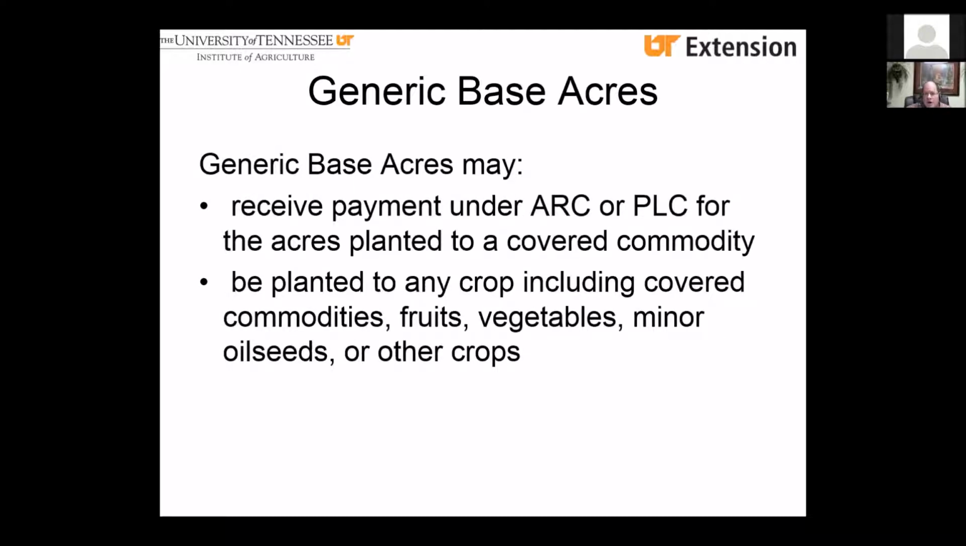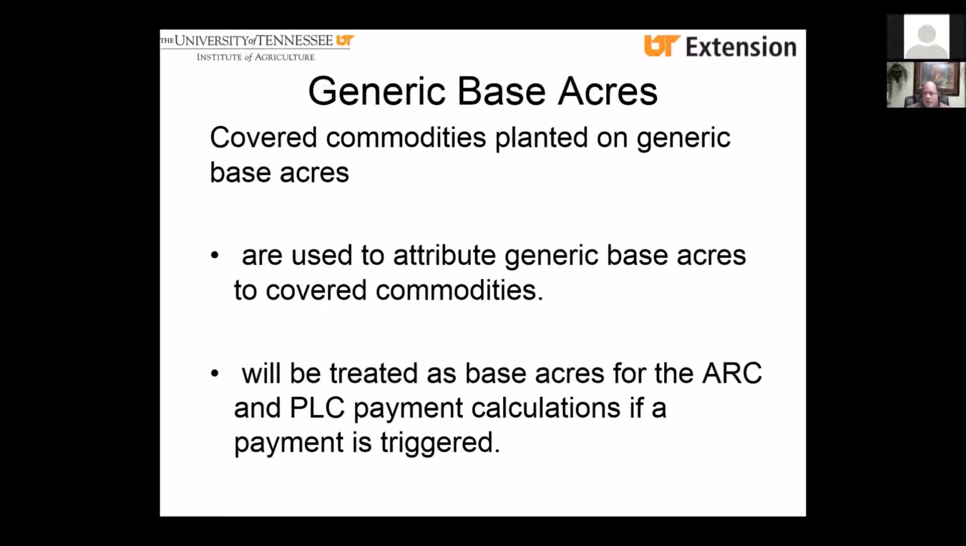If you have a generic base, you may receive payment under the ARC or PLC for acres planted to a covered commodity. We'll talk about that quite a bit. I'll probably say numerous times that the acreage has to be planted to that covered commodity to be assigned in the generic base. Covered commodities planted on the generic base are used to attribute generic base acres to a covered commodity for that year, and they'll be treated as base acres for the ARC and PLC payment calculations if a payment is triggered.